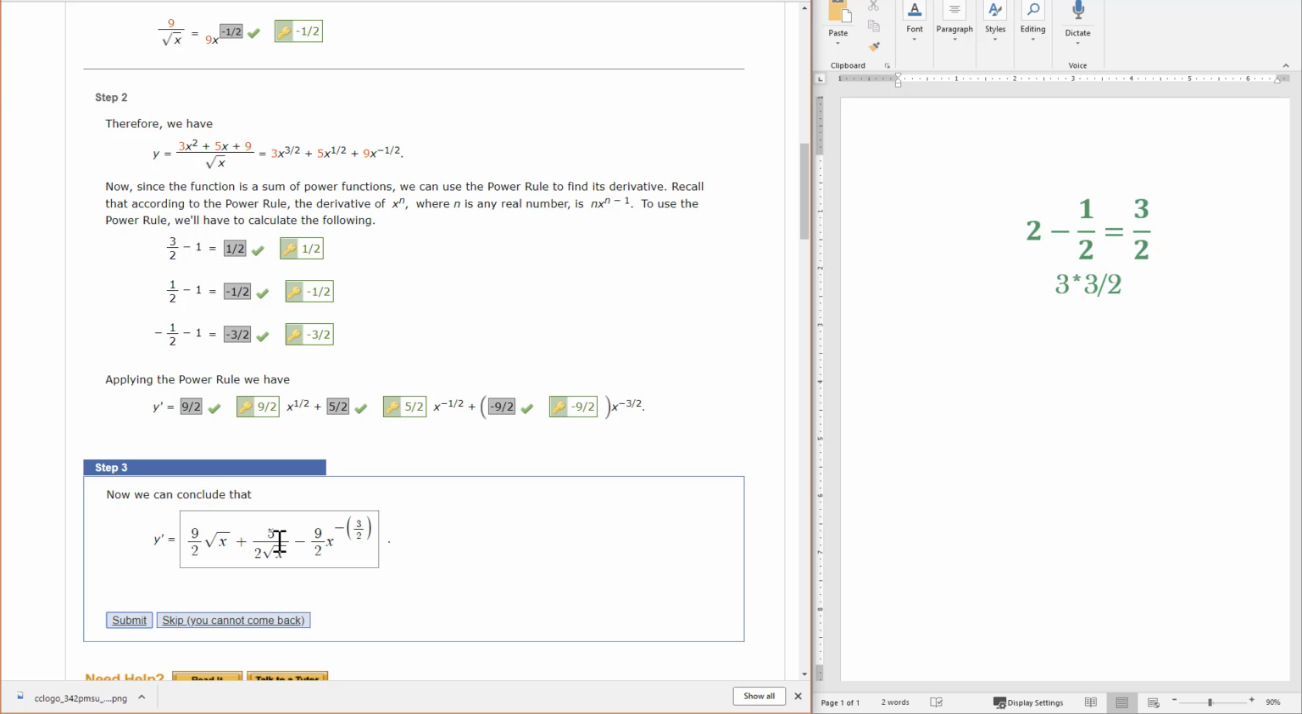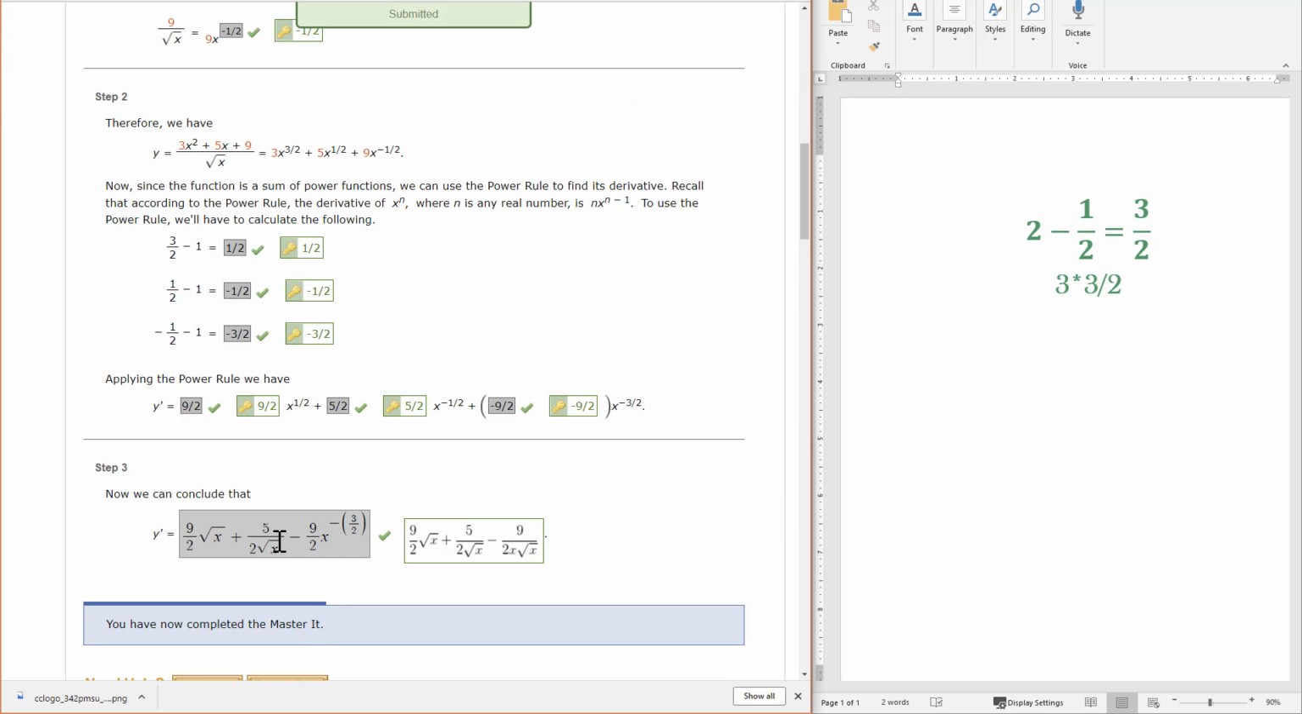So there are many forms for this particular answer. You can see what I had written over here and the form that they were looking for. They're mathematically equivalent, so they should be able to take either answer. All right, so I hope that was helpful. Good luck.